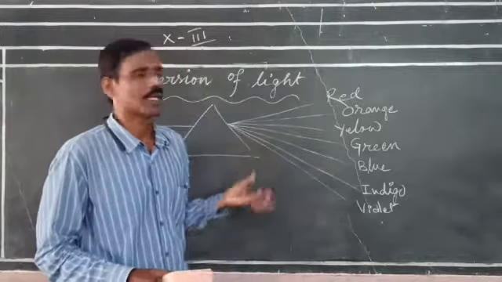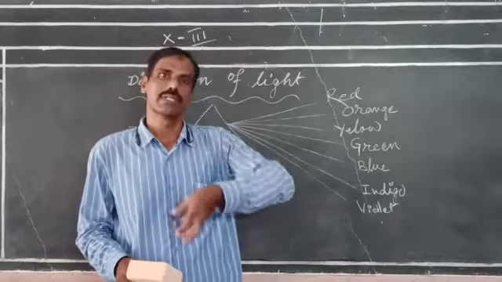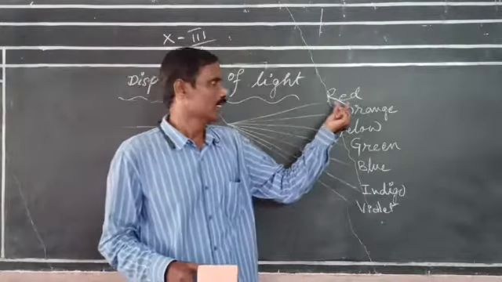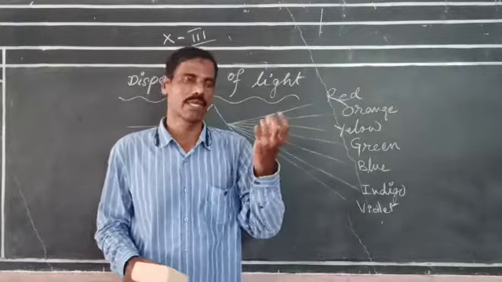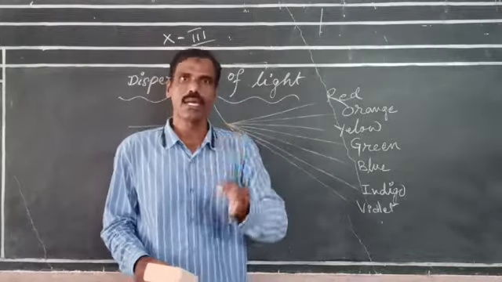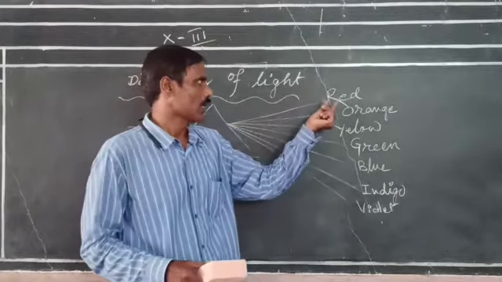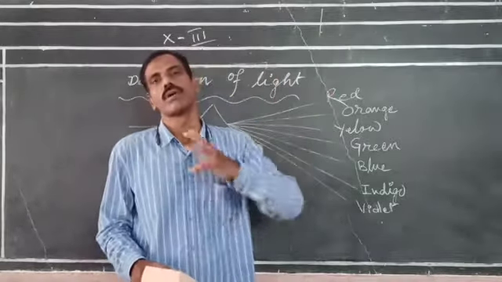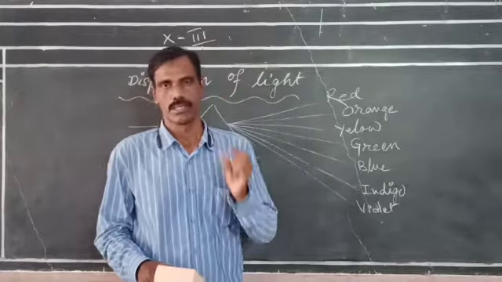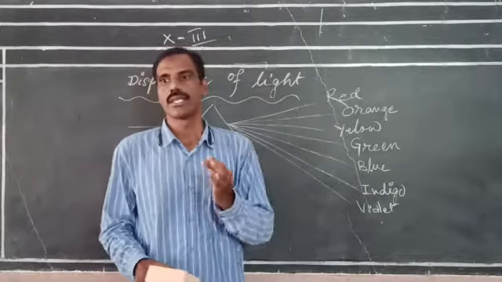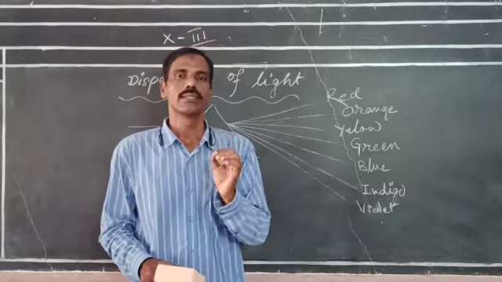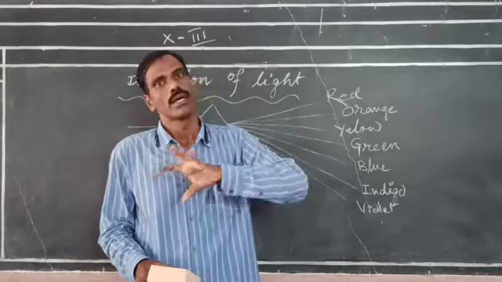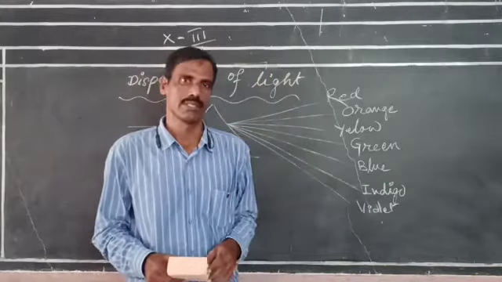So which color has the most wavelength and which color has the least wavelength? From this we will say that red has the most wavelength whereas violet has the least wavelength. So as red has the most wavelength, it can be visible from long distances. That's why red is generally used in danger signals.